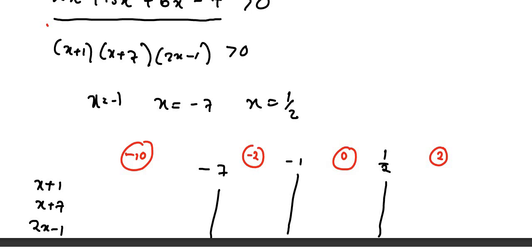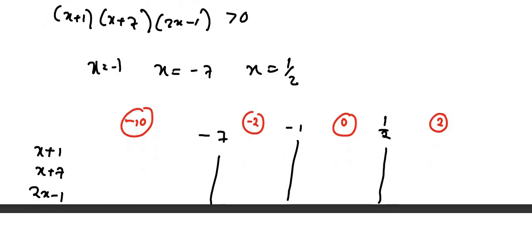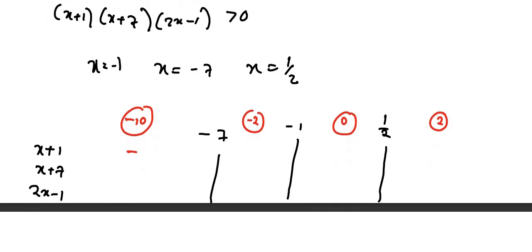So if I put -10 in this expression, I'm going to get -9, right? If I put -10 there, I'm getting a negative outcome. So the whole answer will be negative: negative times negative times negative. Then if I put -2, the answer will be negative. Here is going to be a positive. There it's simply going to be a negative.